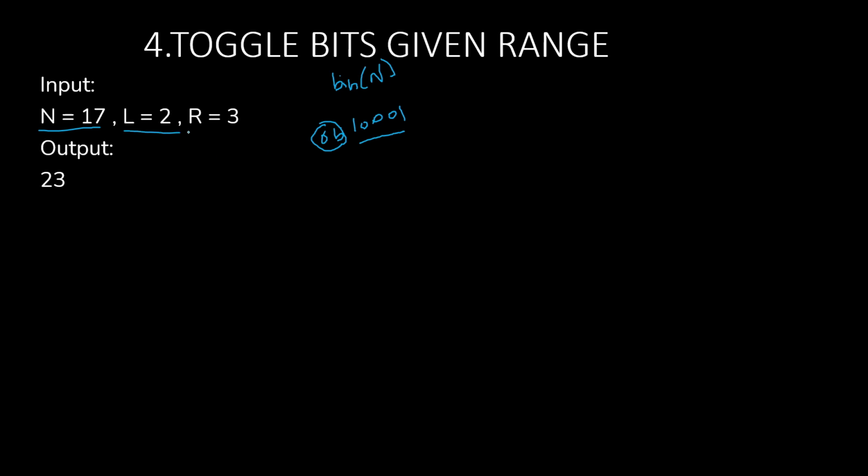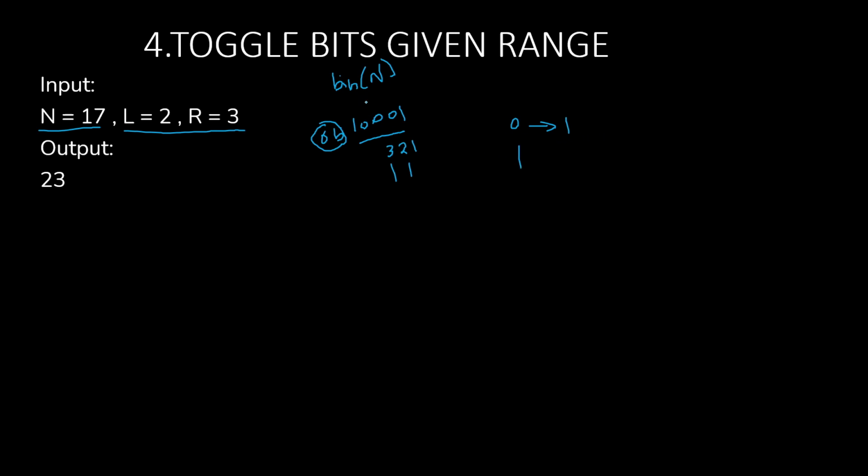And what this range L equal to 2, R equal to 3 is, this is the position value. This is the first position, this will be the second position, and this will be the third position. L equal to 2 is this 0, and R equal to 3 is this one. Toggle bits means if a value 0 is given, that will be converted to 1. In this case, from range 2 to 3, only 0 0 are given, so both will be converted to 1.